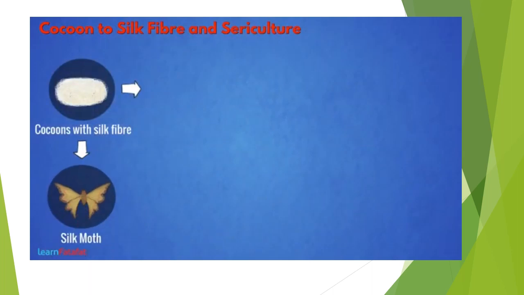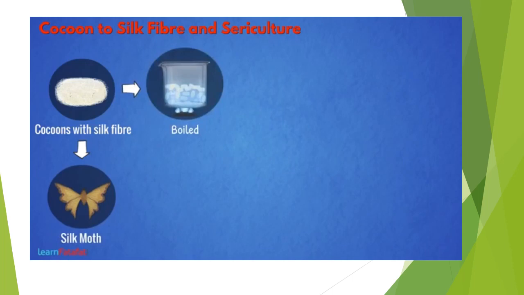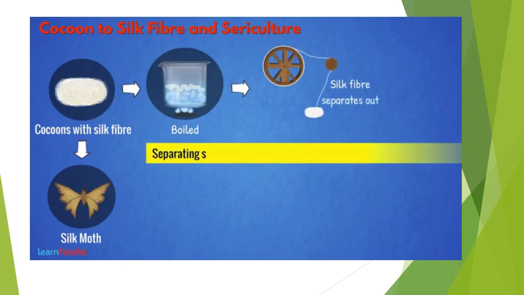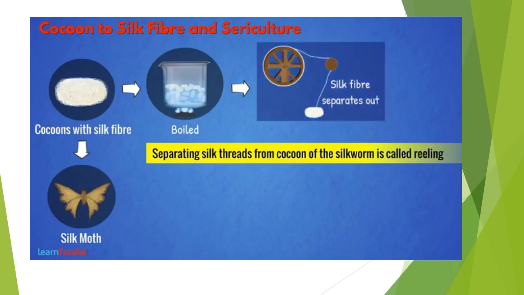The cocoons are boiled, kept under the sun or exposed to steam. By doing so, the silk fiber separates out. The process of separating silk threads from the cocoon of the silkworm is called reeling. It is done with the help of special devices. Here is one of them. Once the end is obtained, these machines unwind the fiber from the cocoon wound on the reel.